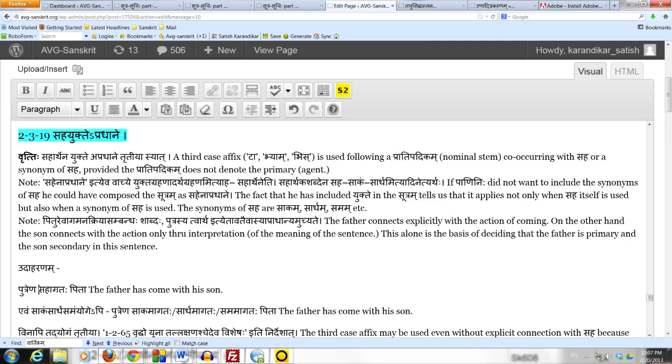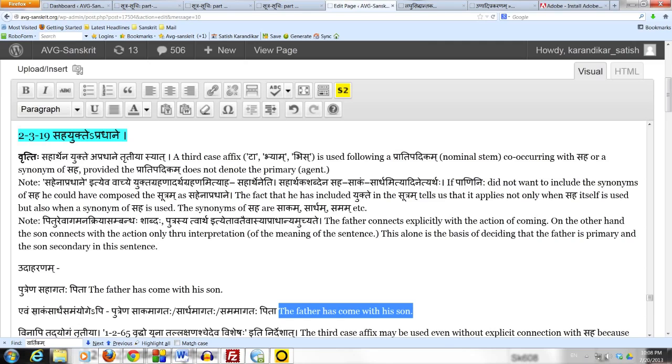Now the vritti says saharthena yukte. So we can similarly have the examples evam sakam sardham samam yogepi. So putrena sakam agataha, sardham agataha, samam agataha pita. They all mean the same thing. The father has come with his son. The only difference is that here saha has not been used, but a synonym of saha has been used.